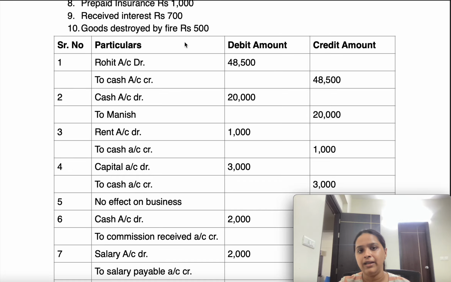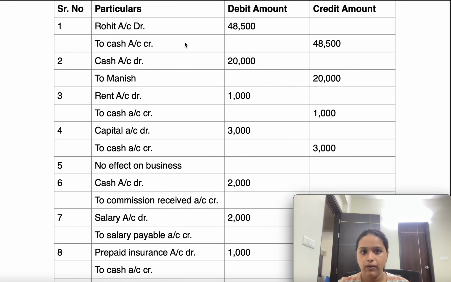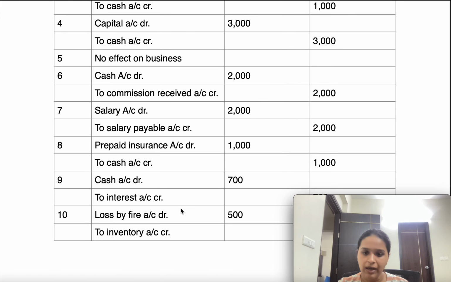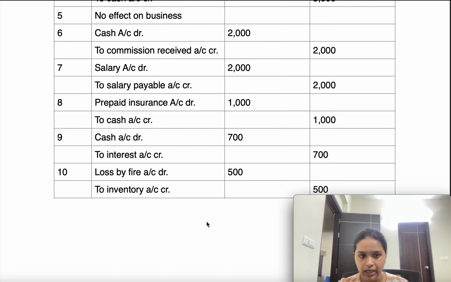Goods destroyed by the fire, so Rohit has some goods which were lost due to fire, right? It means it is an expense, it is a loss for Rohit, right? It comes under nominal account, so we have to debit that loss because it is a loss or expense, right? And goods have been reduced because they were destroyed, so we can say loss by fire to inventory account, right?